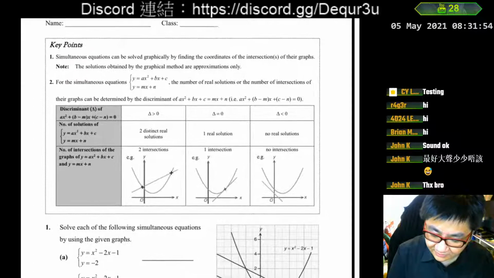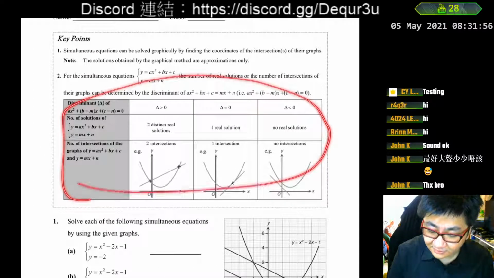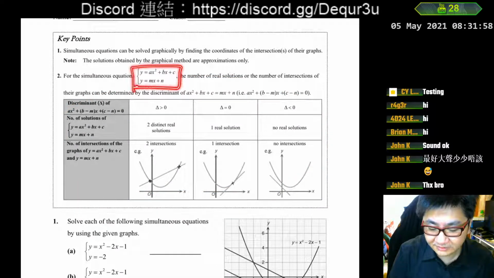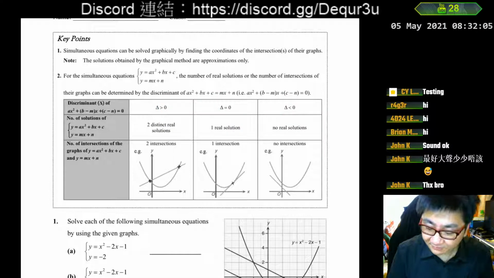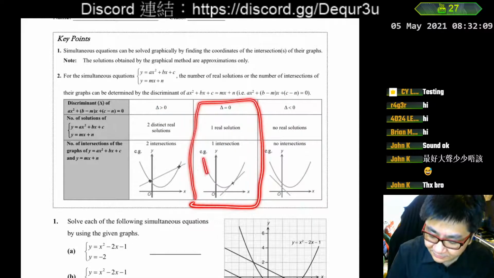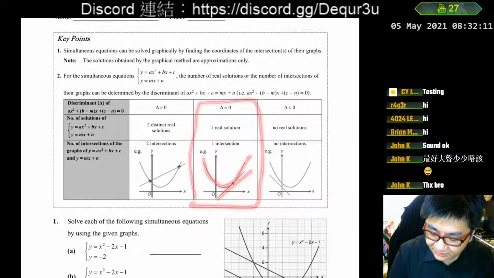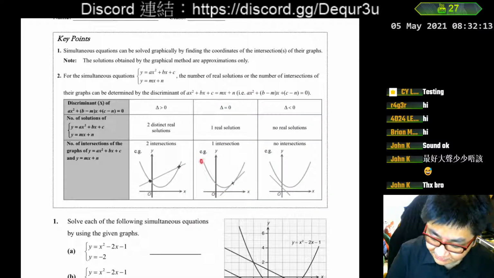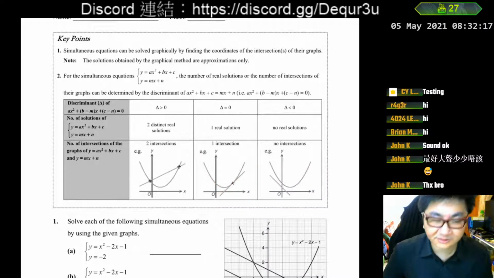Then the summary is also here. By putting two equations together and doing some solving, and then checking the delta for different cases. For example, just the last example, delta equal to 0 corresponds to the touch case. The touch case means the parabola and the straight line just touch each other.